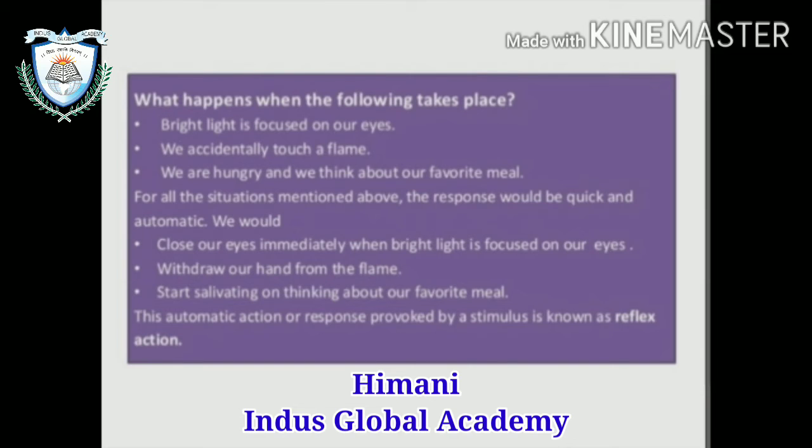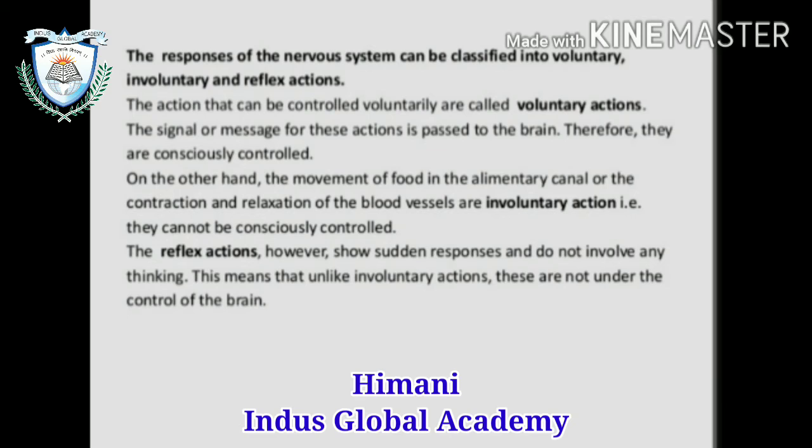Next, the response of the nervous system can be classified into three categories: involuntary, voluntary or reflex action. The actions that can be controlled voluntarily are called voluntary actions. The signal or message for this action is passed to the brain. Therefore, they are consciously controlled. On the other hand, the movement of food in the alimentary canal or the contraction and relaxation of blood vessels are involuntary actions. That means they cannot be consciously controlled.